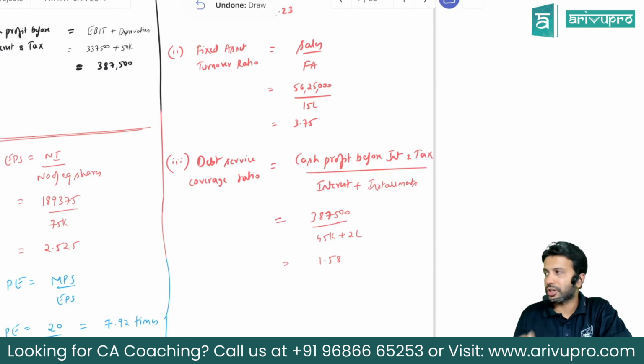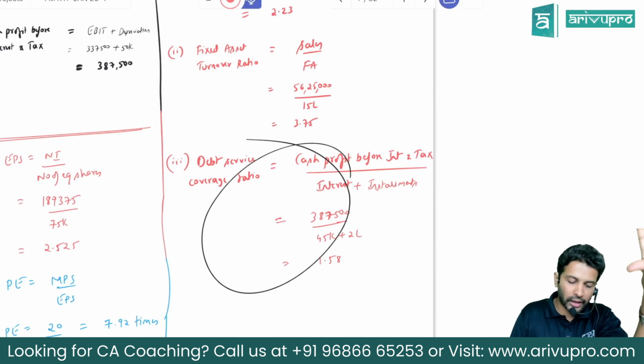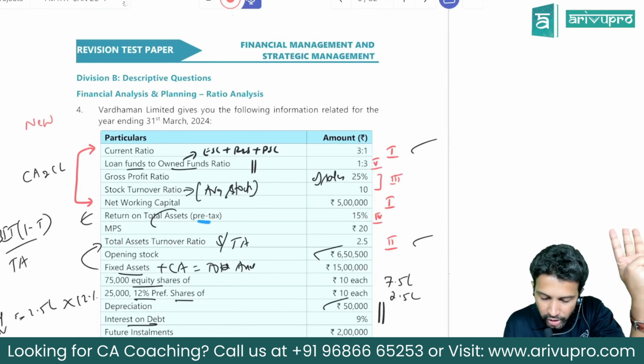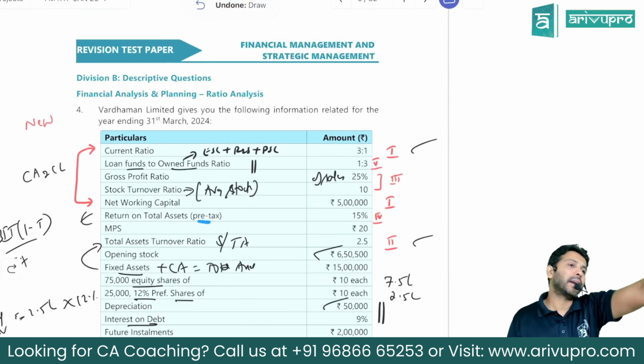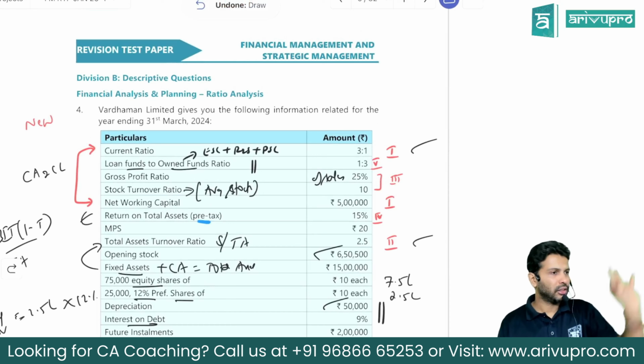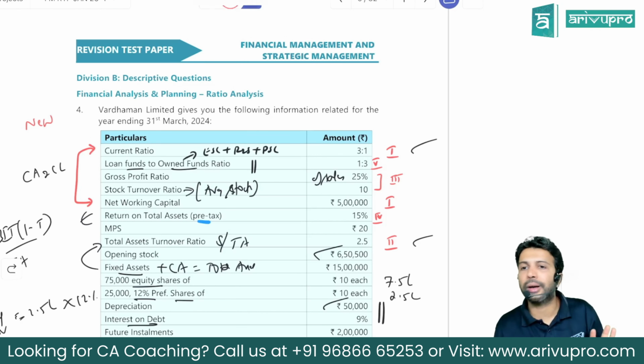So the whole intention of this question, if I have to sum up, is one, how to calculate debt service coverage ratio. Another one, they have given EBA, return on total assets, on what basis? Pre-tax basis. Okay, and also the connection between loan funds and own funds they gave. These are probably some new things in this particular question.